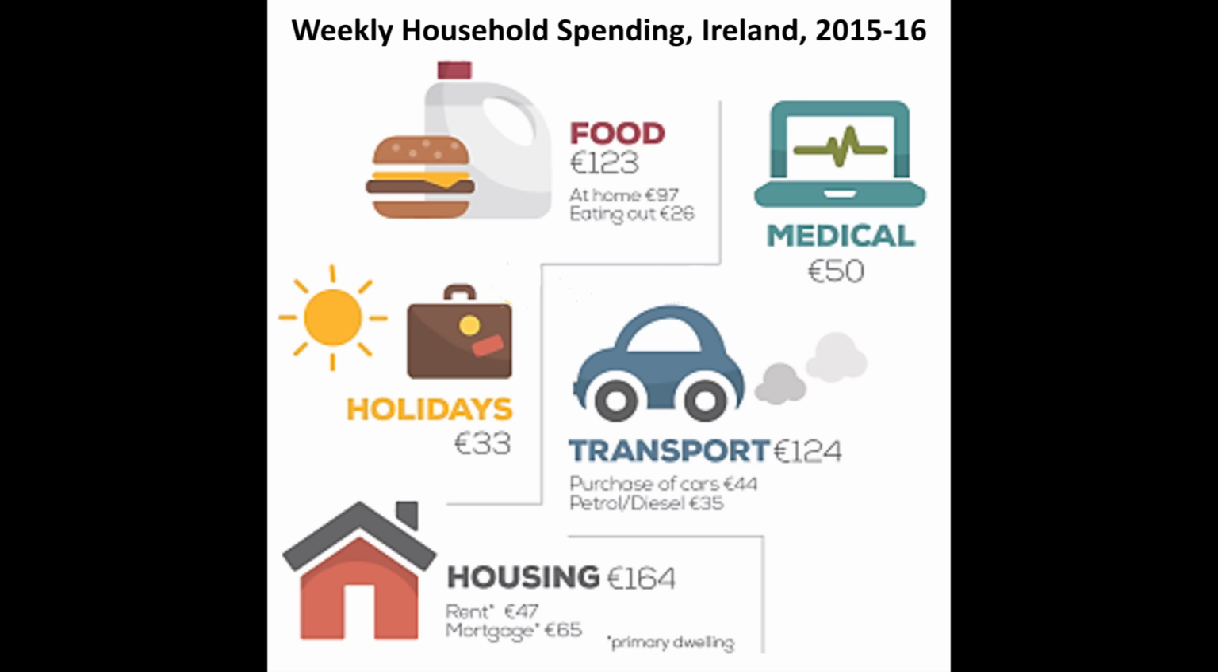The following graph gives information about average weekly household expenditure. According to this graph, the items include food, medical, transport, and holidays. You can see from this graph that the value of food is 123. And the value of medical care is 50. The value of transport is 124. According to this graph, the value of holiday is 33. As you can also see, the value of housing is 164. In conclusion, this graph is very informative.